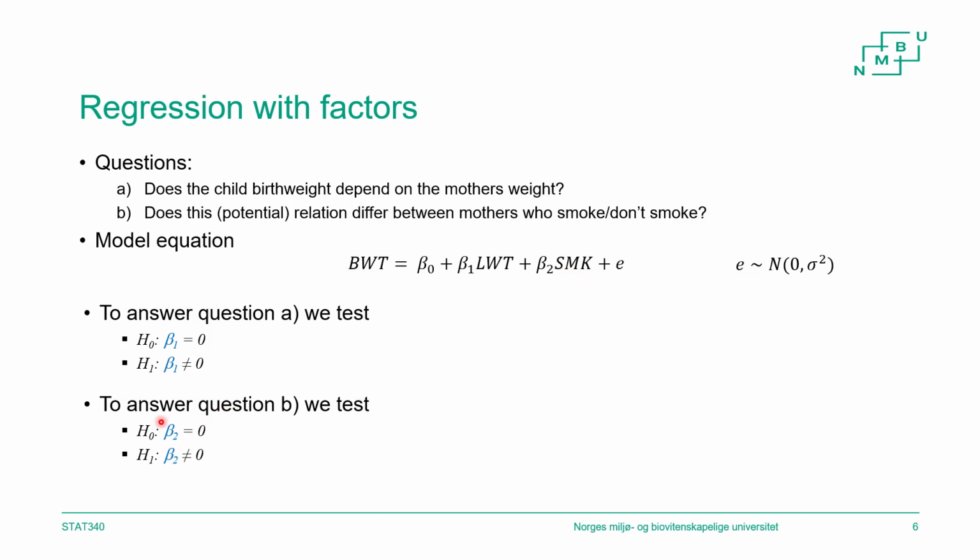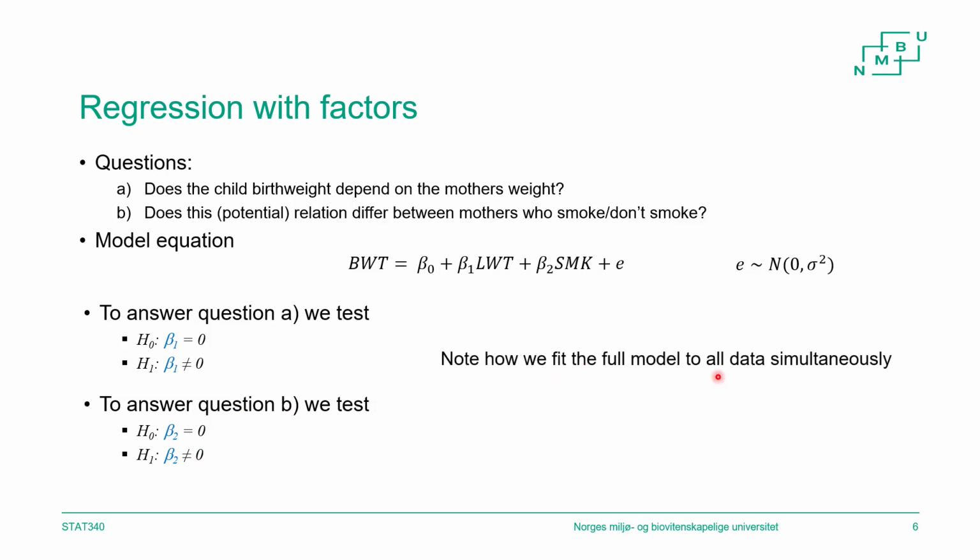But we can see that if beta 2 is 0, then this term vanishes completely from the equation. And then this is the same as saying, okay, whether the mother is smoking or not has no impact on the birth weight. That's what it means. If you eliminate this term, you say smoking has no effect on birth weight, only mother's weight perhaps. So this is exactly what we asked here. Does this relation differ between mothers who smoke or don't smoke? If we reject the null hypothesis, then there is an effect. But if not, we can't claim there is.